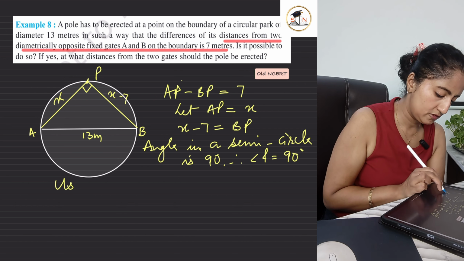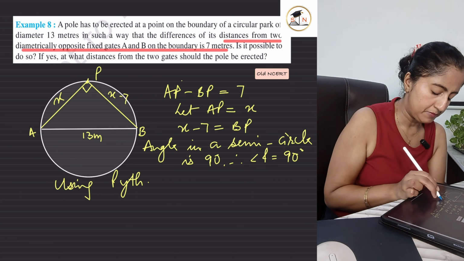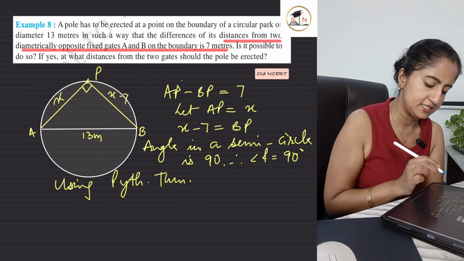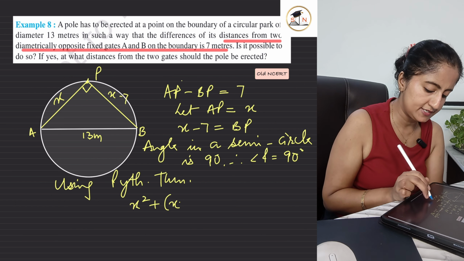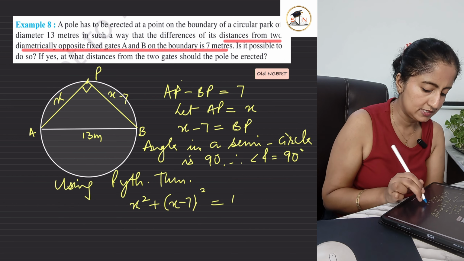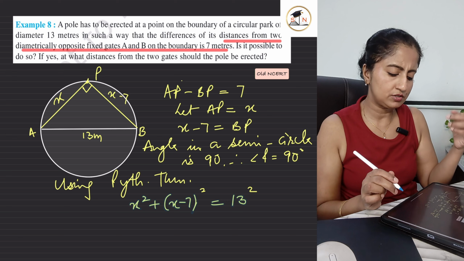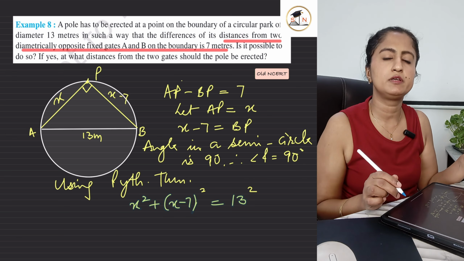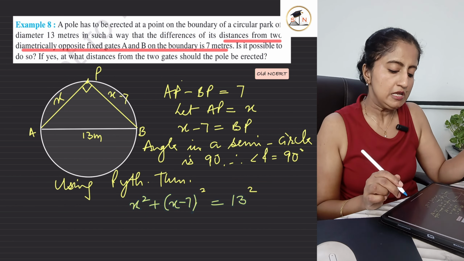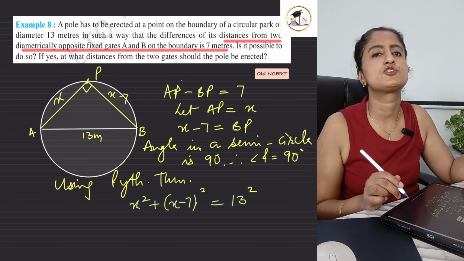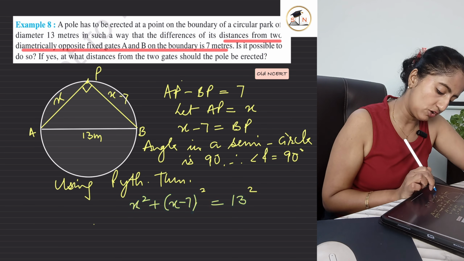Now using Pythagoras theorem, things become easier. What we have, x square plus x minus 7 whole square equals 13 square, right? Now it is easy. The task is, when we are talking about word problems, the task is only to establish the equation, because I am sure kids are always more comfortable in solving the equations than forming them, right? So now let's start solving.